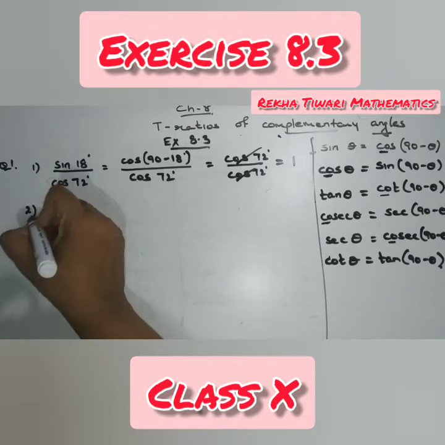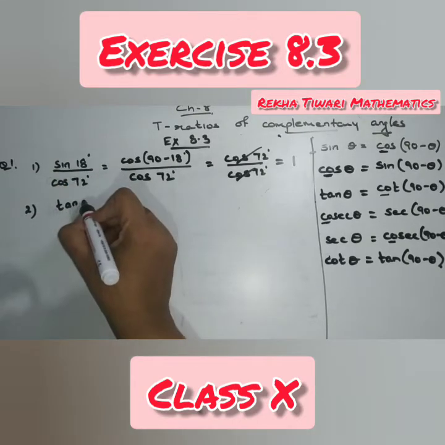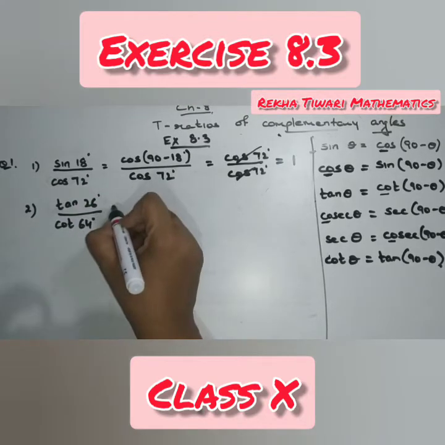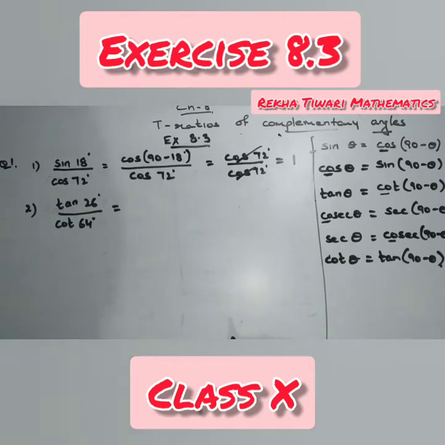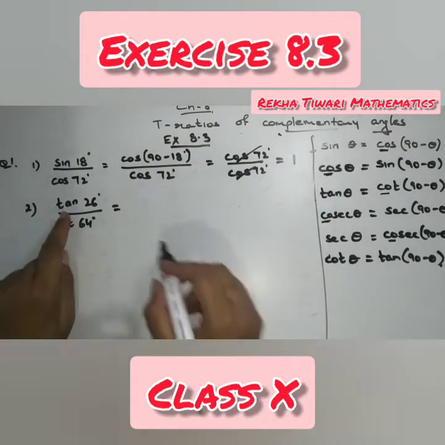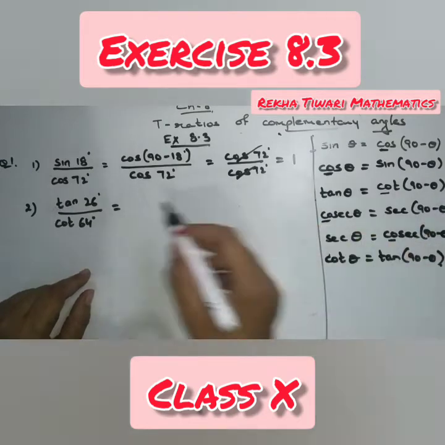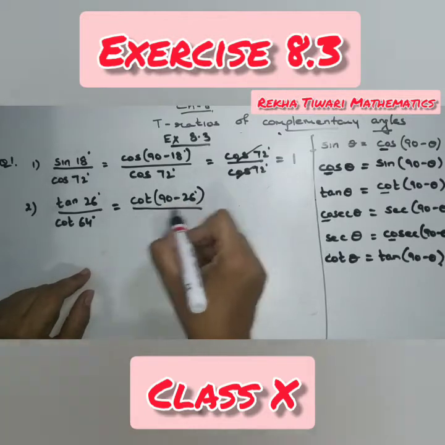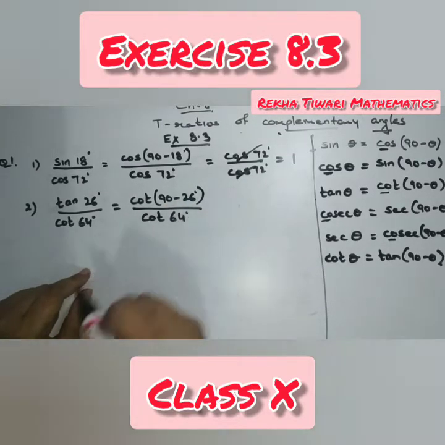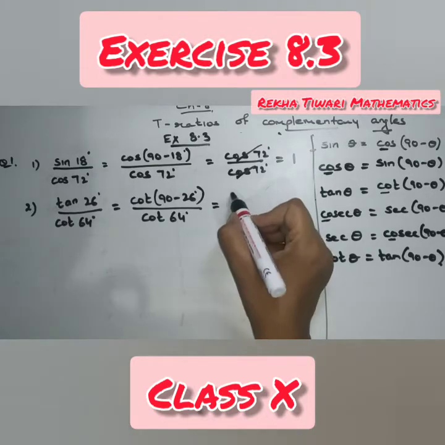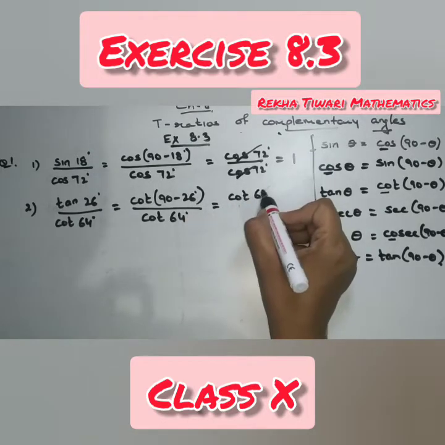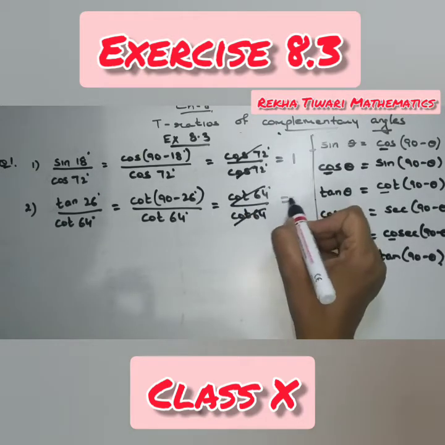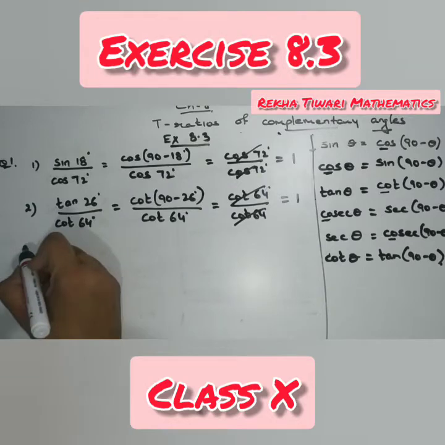See the second part. It's very easy. What is given to you? Tan 26 degree upon cot 64 degree. Again change any one. Either you change tan or you change cot. Let me change the numerator only. Tan is what? Tan is cot 90 minus theta. So this is cot 90 minus 26 degree upon cot 64. No need to change the denominator. So this comes out to be cot 64 upon cot 64. Cancel these two again. Answer is 1. Move to the third part.